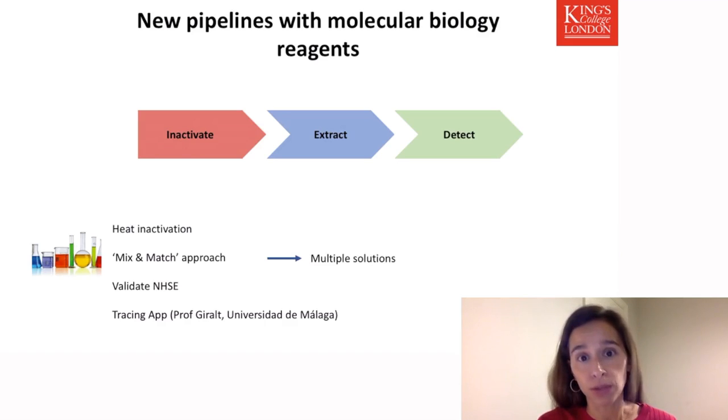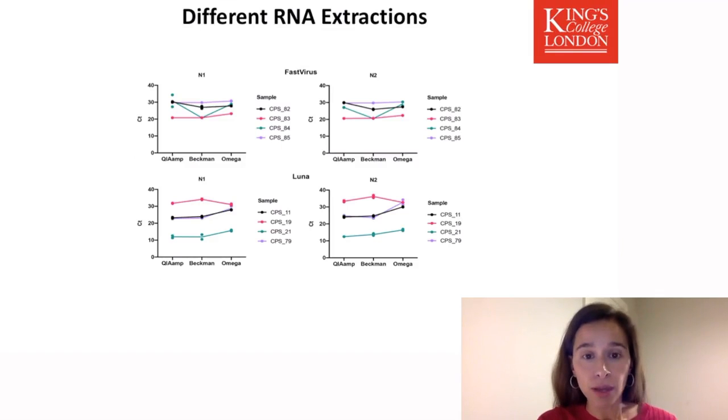And what this allows us is to provide multiple solutions precisely to avoid running out of reagents. If we are able to use multiple reagents and multiple companies with the same efficiency, this allows us to have multiple pipelines and build resilience. So in here, I wanted to show you some of our results.